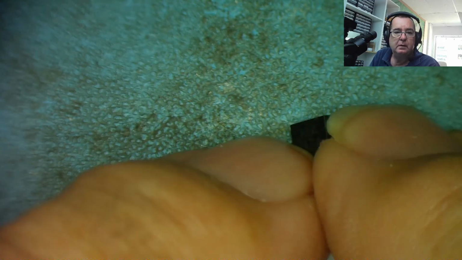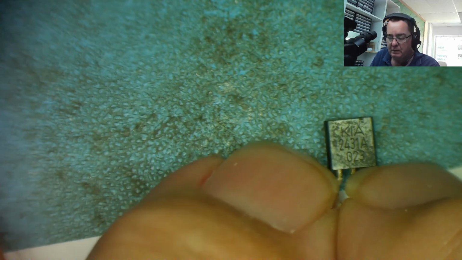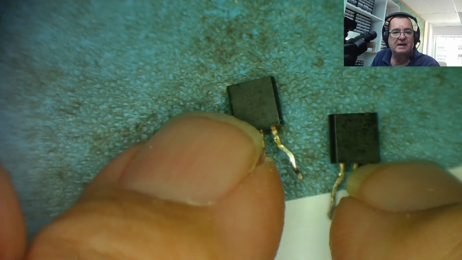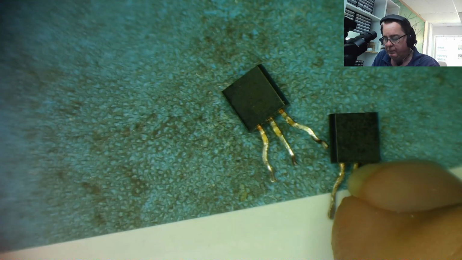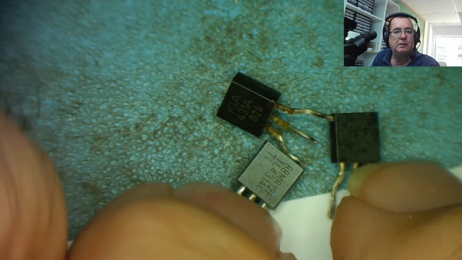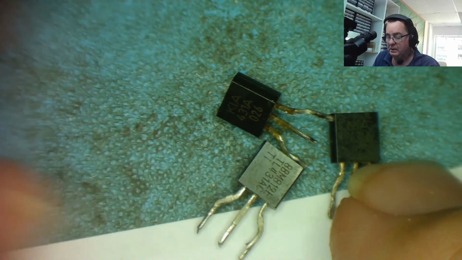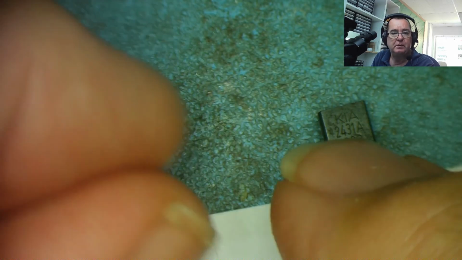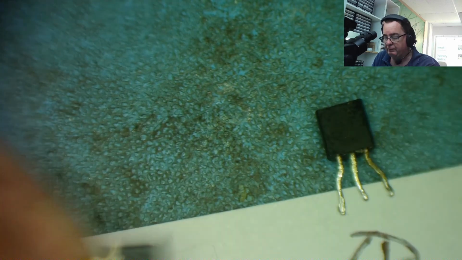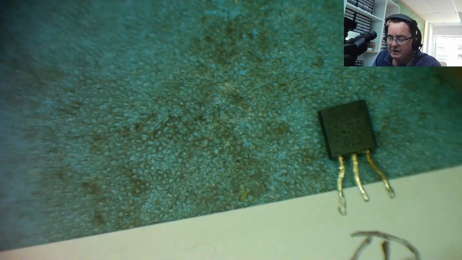Where are you? And this is a KIA431, whereas the other ones, that's a KIA431, yeah? These are 431s. What's this one? Oh, this is a TL431. C. That must be a different tolerance again. So these are 431s, but it's fairly obvious that this one is something different. The 2431. What's this one? Yeah, that's a KIA431. So this one is a similar device, but it's not the same.